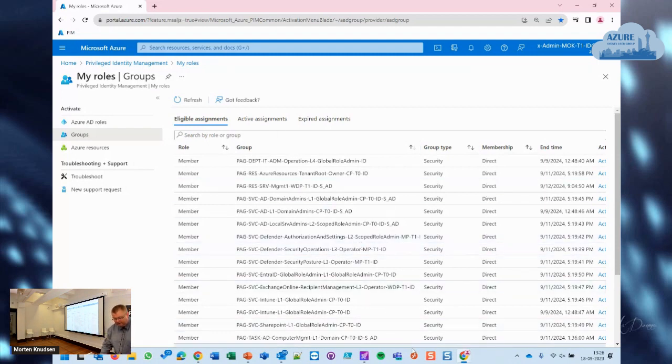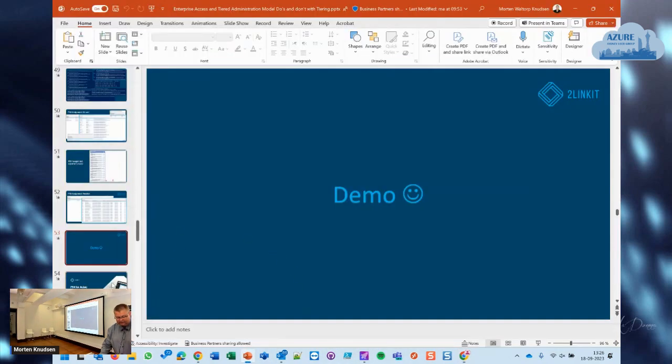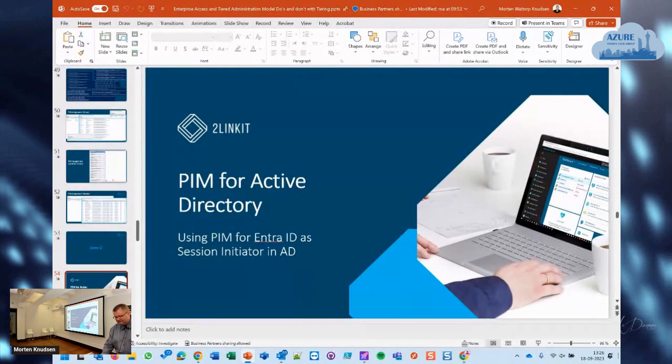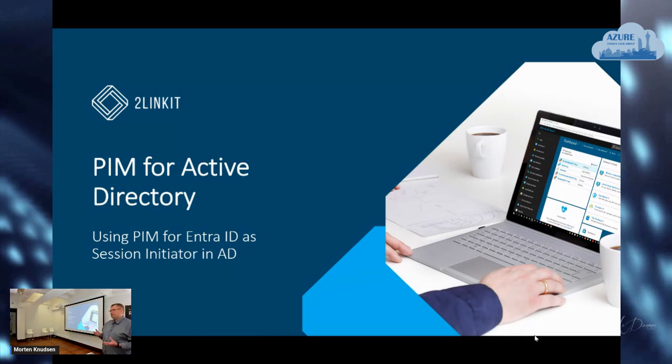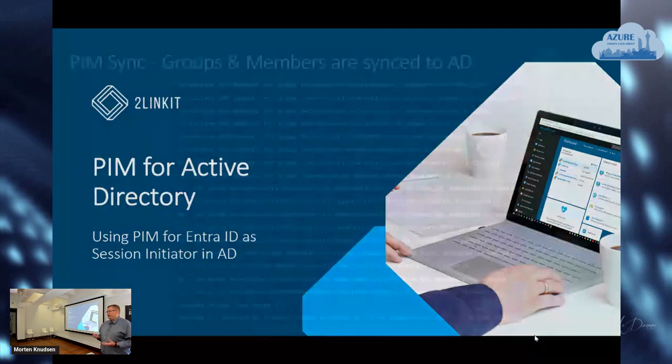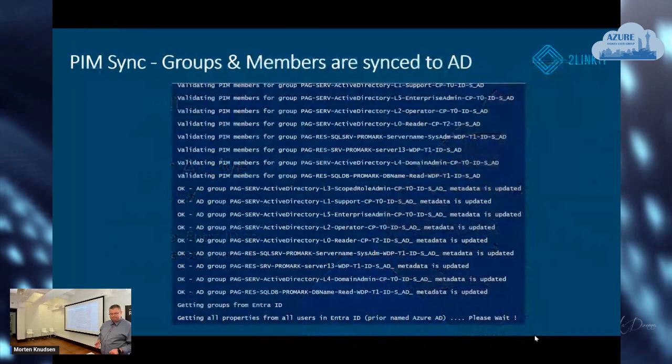So one of the things that I have promised you that I wanted to show is also around the PIM for AD. And this is something that I find could be really cool to build, using Entra ID as initiator for activating permissions in my AD environment. So what you can see here is kind of a sync, but it's not actually doing a sync, to be honest. So it's very important to understand that this group comes from the Entra ID environment.